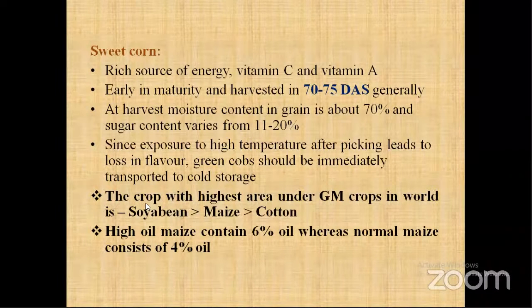And one important point is these GM crops, genetically modified crops. The crops with the highest area under GM crops in the world: the first one is soybean, followed by maize, followed by cotton. And one important aspect, a variety is also there, high oil maize. Generally, maize consists of 4% oil, and researchers have developed high oil maize. It consists of around 6% oil.